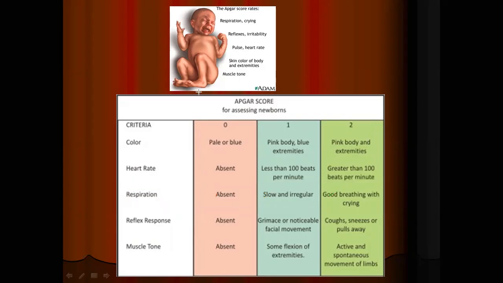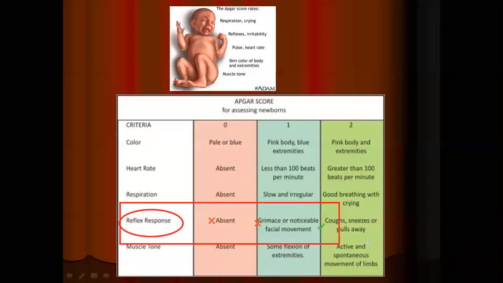Next, we are moving to the reflexes, that is reflex response. If the child doesn't respond, the score will be 0. If the child has a grimace or noticeable facial movement but a weak response, we give a score of 1. If the child actively coughs, sneezes or pulls away, we give a score of 2. So this is about reflex response.